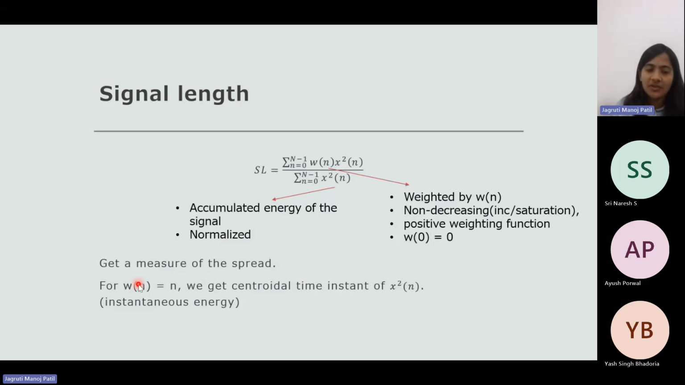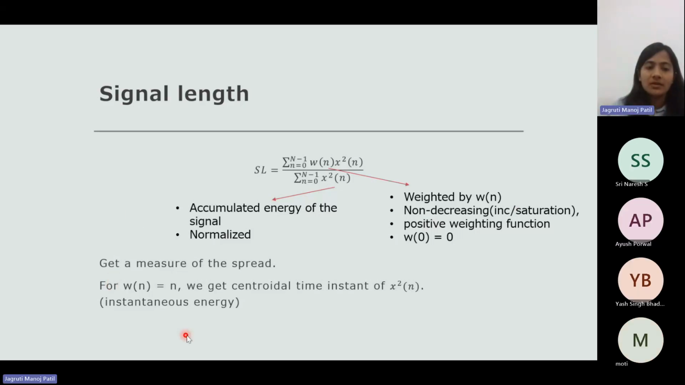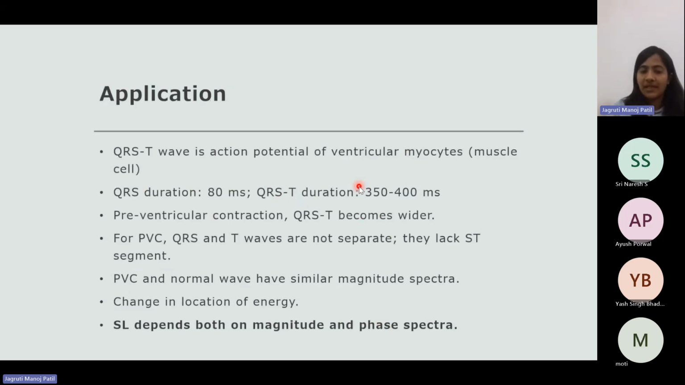Now this weighing function can be linearly varying so that we get a centroidal time instant of this x square of n. So in a way it can be monotonically increasing if the condition w of n equals n applies. Okay, so here in a way this represents the instantaneous energy. So what is the application over there?